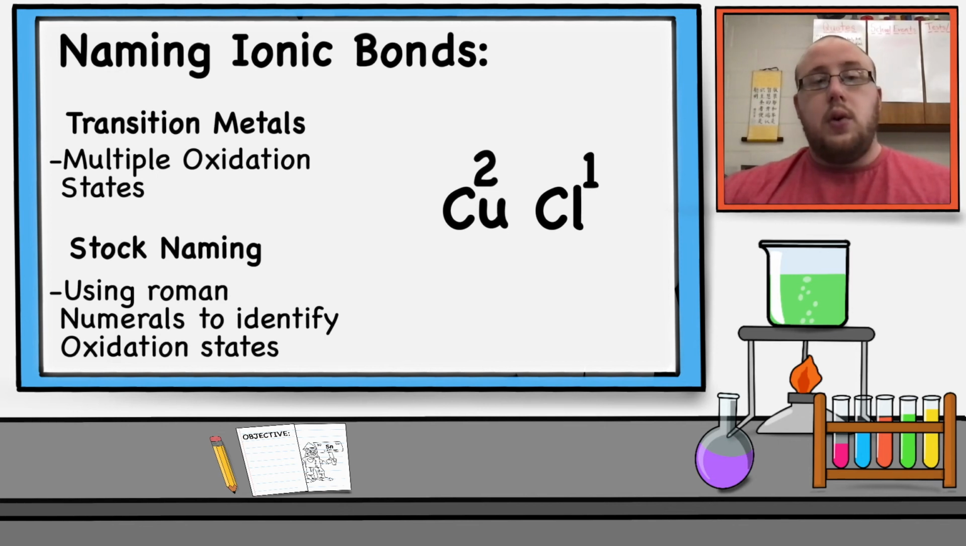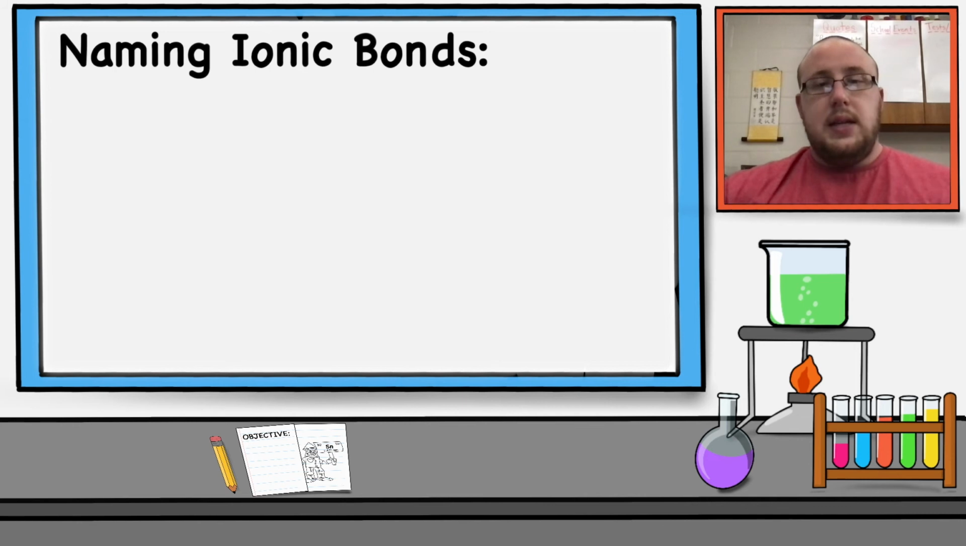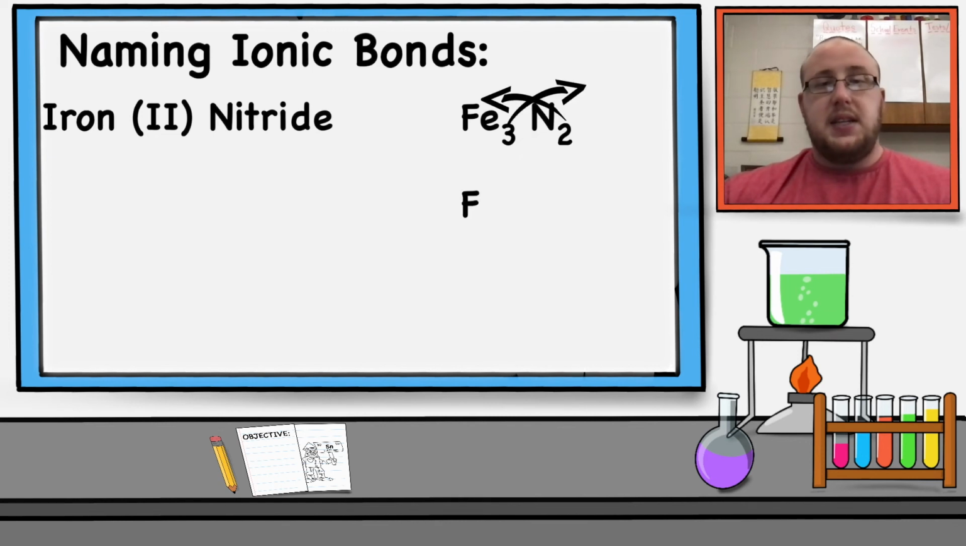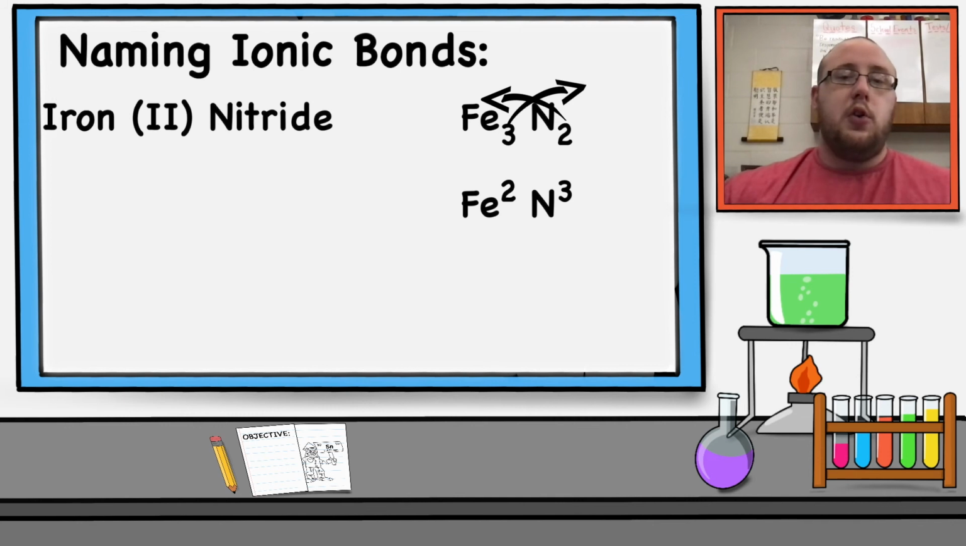So we're able to do a whole cross bit to figure out the oxidation if we're just given the formula. Let's try iron 2 nitride. We'll work this both ways. Let's say we're given the formula. That would be Fe3N2. If I cross my subscripts, my 3 is going to go up to my N, and my subscript 2 is going to go up to my iron, my Fe. That's going to tell me that my iron's oxidation is 2.